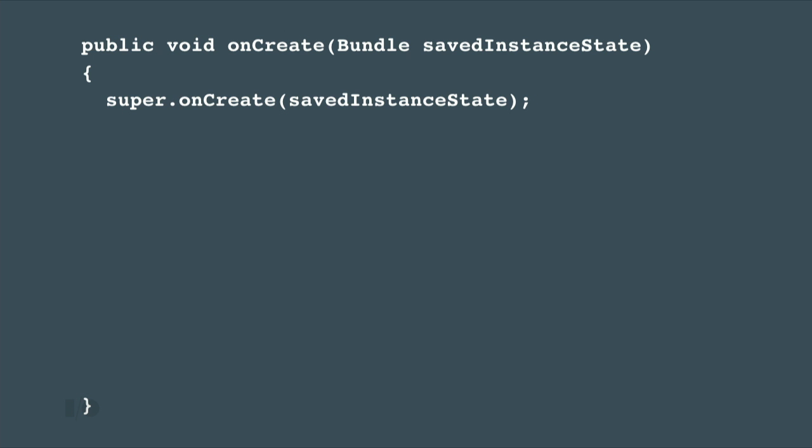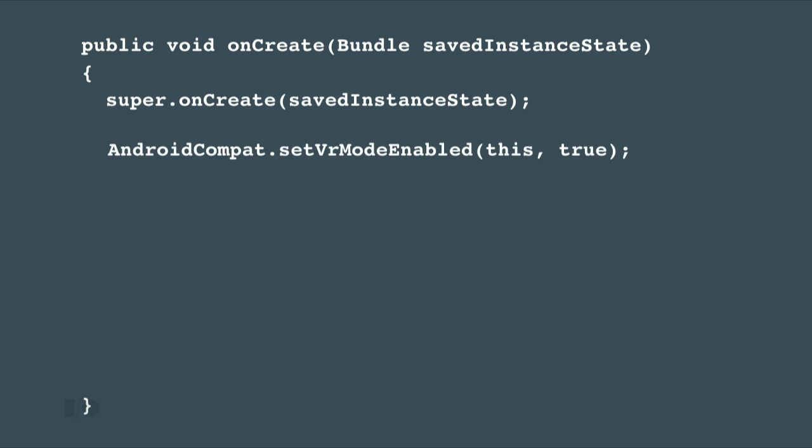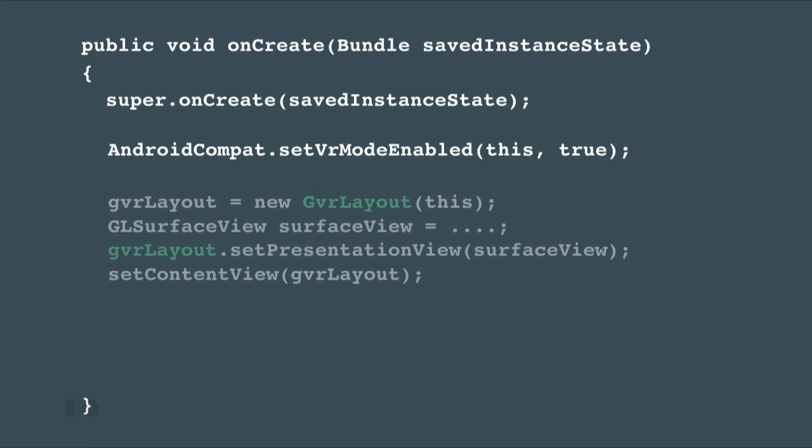Now let's look at code. If you have experience in C++, you're thinking, oh, that's a funny dialect of C++. But no, it's Java. It's because in Android, everything begins in Java. So in your onCreate function, first thing you're going to do is set the VR mode enabled, because that's going to enable all the nice VR optimizations for your app. Next, you have your GVR layout, what used to be called the cardboard layout. You set the presentation view as you are used to doing.